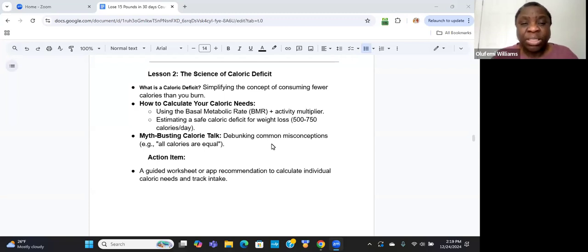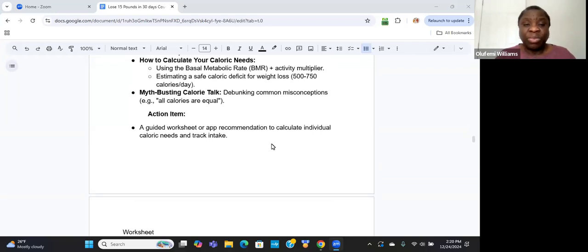Now, some say all calories are equal. No, they're not equal, because there are some calories that actually get flushed out. When you eat some foods, they never really turn to fats. They also help in digestion, and a lot of it is passed out. But that is lesson 2.